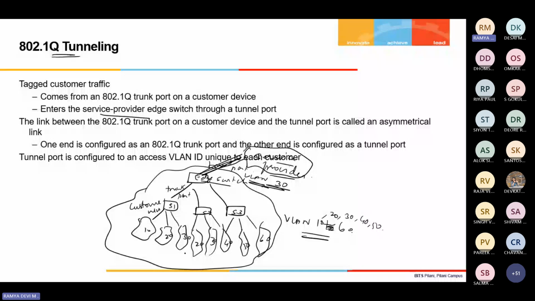Tunneling will preserve the customer VLAN tag. It will be encapsulated within the service provider VLAN tag. So the outer tag will say VLAN 30 and the inner tag will also say VLAN 30. The outer tag VLAN 30 says it has to be routed to the service provider. Whenever a packet comes in from the outer service provider.